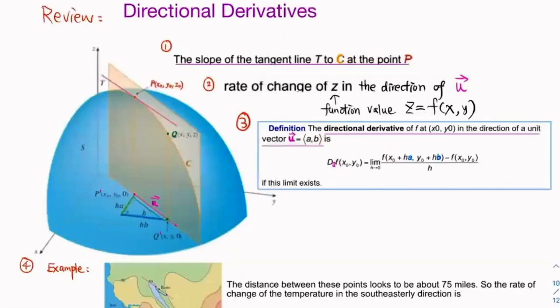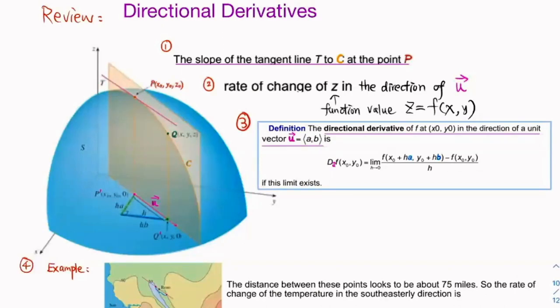Here's a page of recap from our note on the directional derivative. We can think about the directional derivative in different ways. Think of it as the rate of change of the function in the direction of this unit vector u, and we can also think of it as the slope of the tangent line T to this intersecting curve C at this point P.